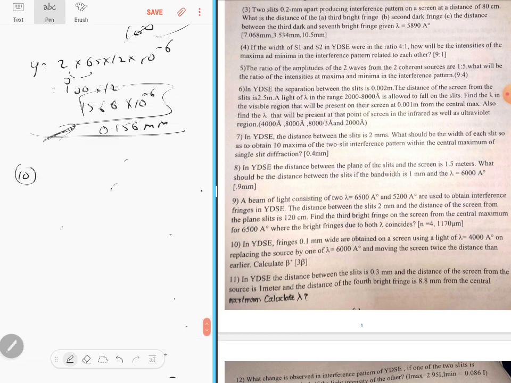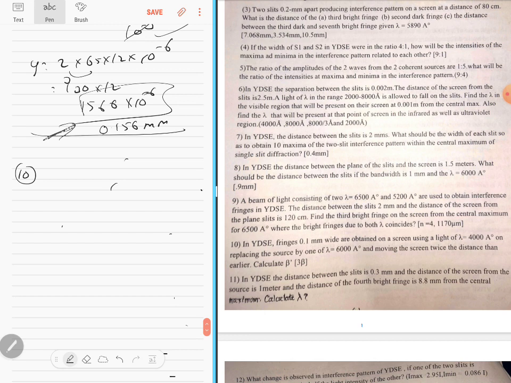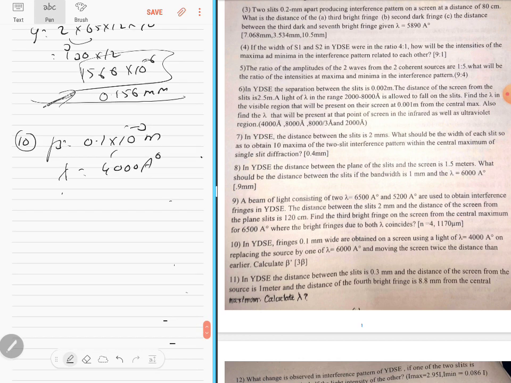Again, sort out the question, guys. Young's double slit experiment. A fringe width of 0.1 into 10 to the power minus 3 meters is obtained on the screen using a wavelength lambda equal to 4000 Angstrom. On replacing the source by one of lambda equal to 6000 Angstrom, and moving the screen to twice the distance than earlier. So if it was capital D in this case, it's going to be 2D in this. Twice the distance than earlier.